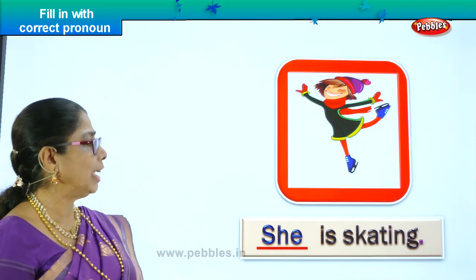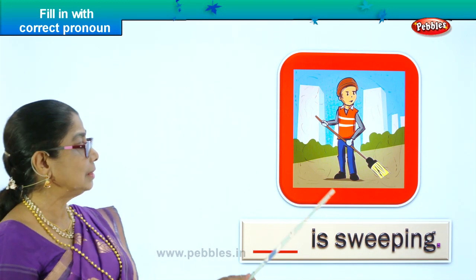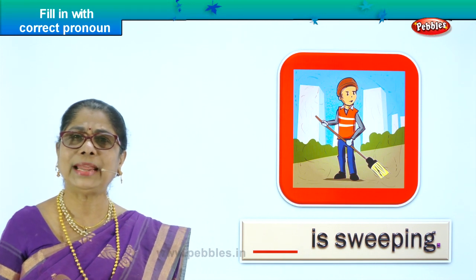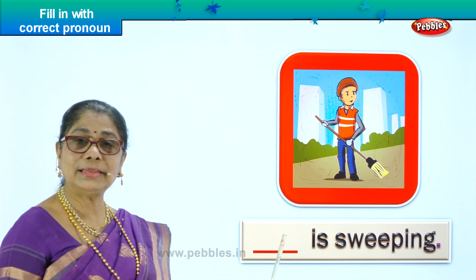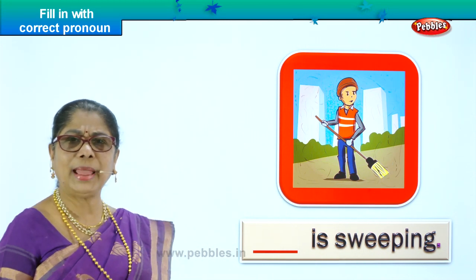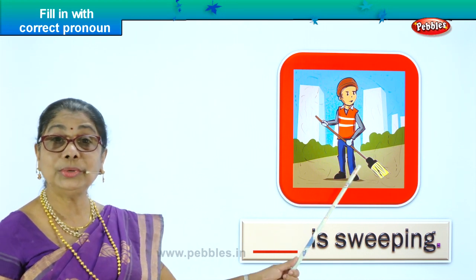Let us look at a new picture. Look carefully at the picture and tell me what is happening here. Somebody is sweeping. The girl or boy? Man or woman? Tell me. It's a man. So can we write here, it is sweeping? You cannot use it for a man. She is for a girl. Now, who is this?